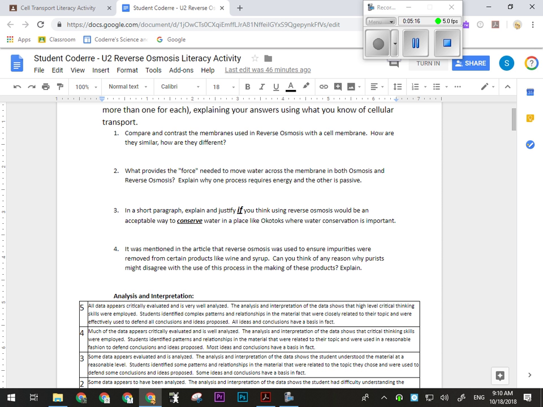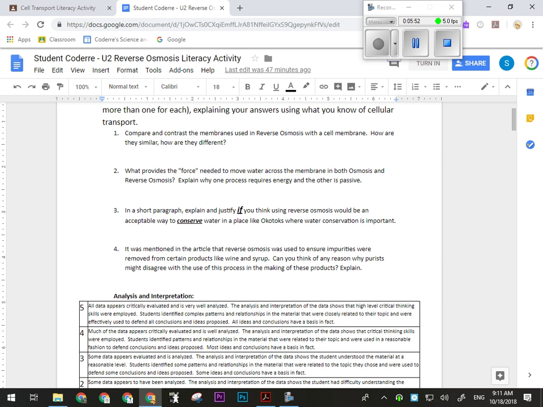All right, now what they're asking here is, would it be a good way to do that in a place like Okotoks where water conservation is important? Okay, so we're talking about an entire town's water supply here. Is reverse osmosis a good way to conserve water when we're serving an entire town's water supply needs? Not just drinking water, that's the water that comes out of any faucet in your house. So you have to think about it in that way. You're going to say, yes, you think it is, no, you think it isn't, and why. That one's probably going to be one of your longer answers.